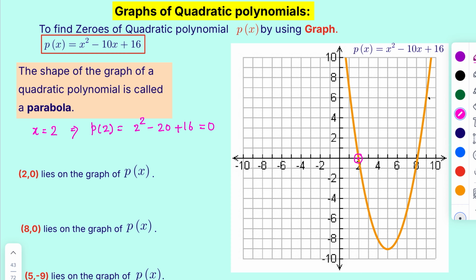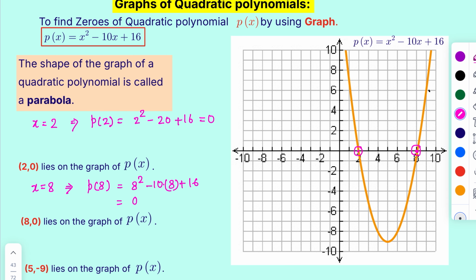Second is, when we take x is equal to 8, we will get p of 8 is equal to 8 square minus 10 into 8 plus 16. So 64 plus 16, this is 64, 8 square, plus 16 is 80, minus 80, that is equal to 0. So the point is 8 and 0. 8 and 0 is the point which is on the x-axis, this one.